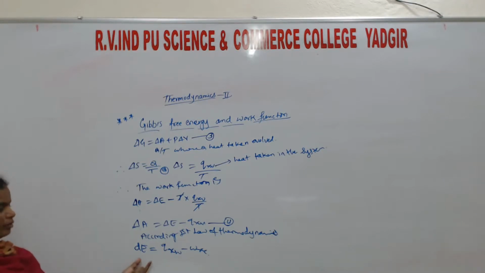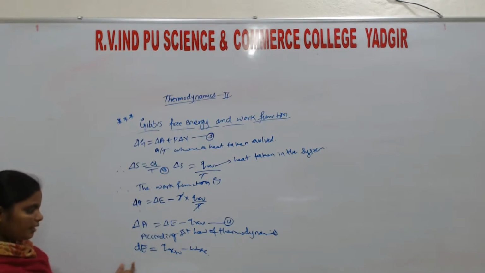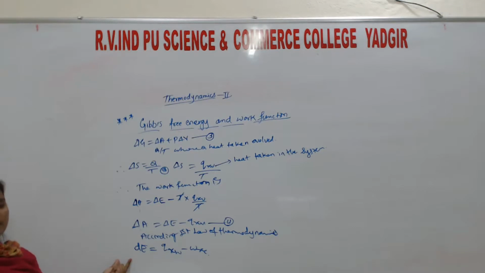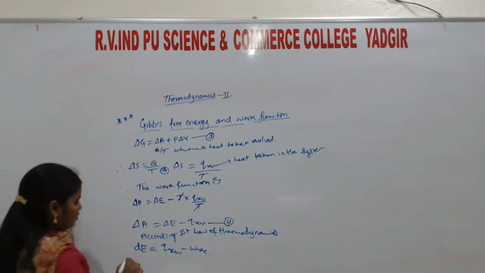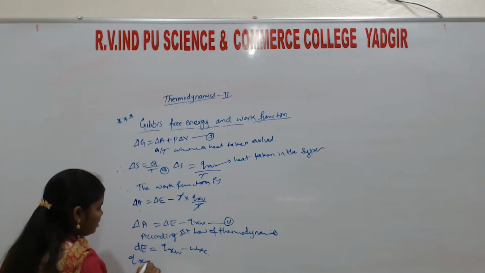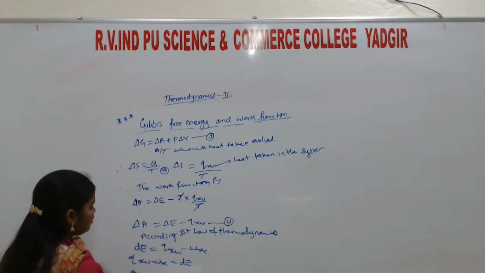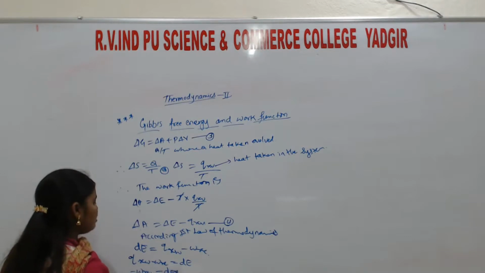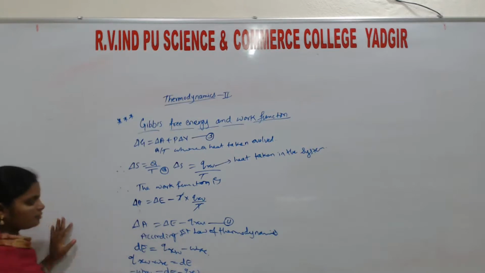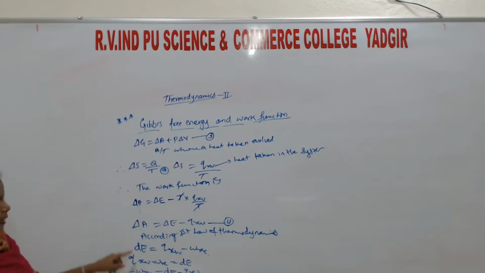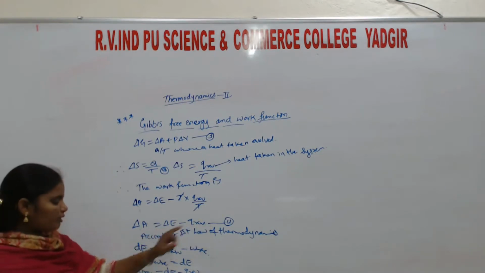Where you write delta E here, minus W is equal to, taking it to this side, dE minus Q reversible. Minus W reversible is equal to dE minus Q reversible. Here this is delta A is equal to delta E minus Q reversible.